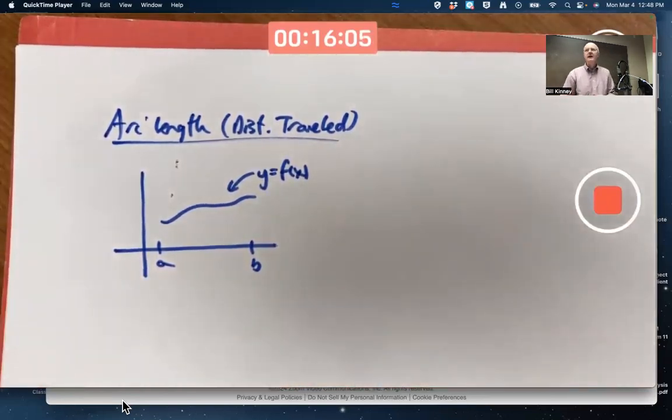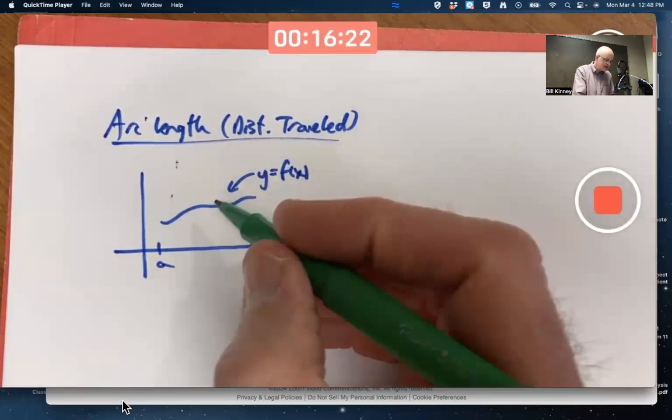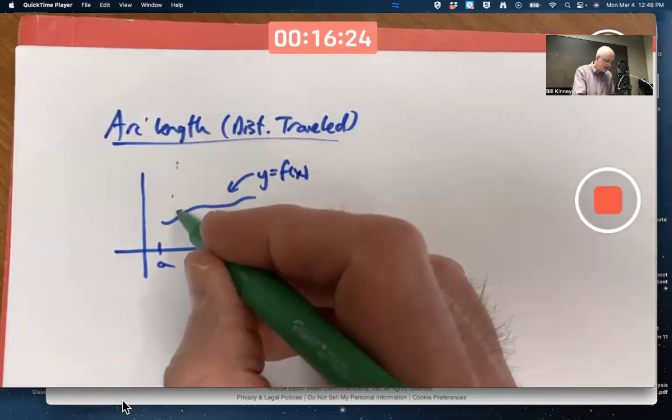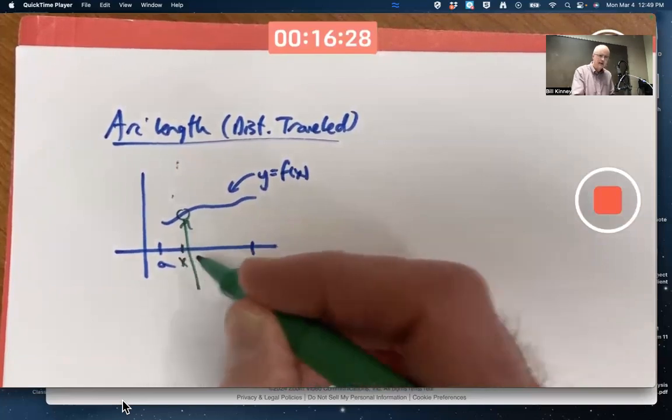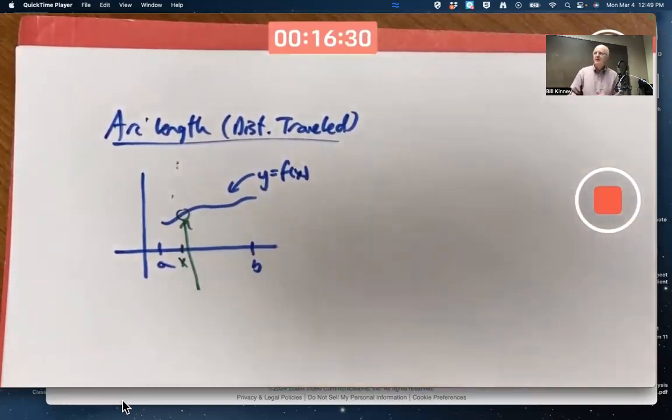The approach, just like with volumes, is to slice into little tiny pieces. But this time, your slices aren't necessarily vertical or horizontal. And this is where it gets a little funny: how do you do this in the right way? You're slicing into little pieces, like near that point right there, at some value of x, until the graph looks almost straight.